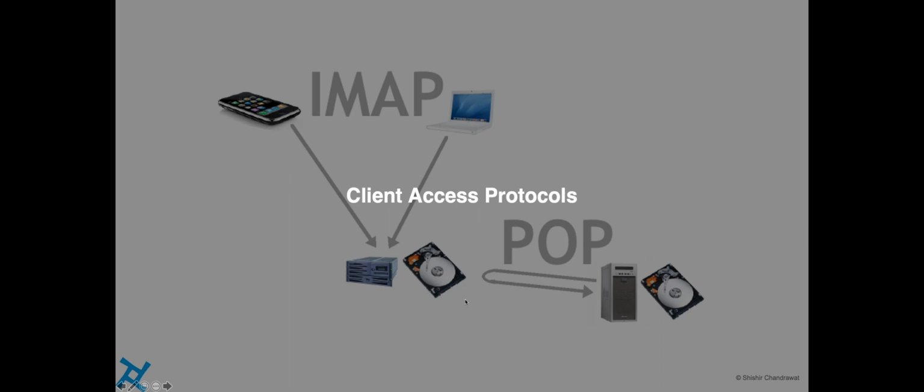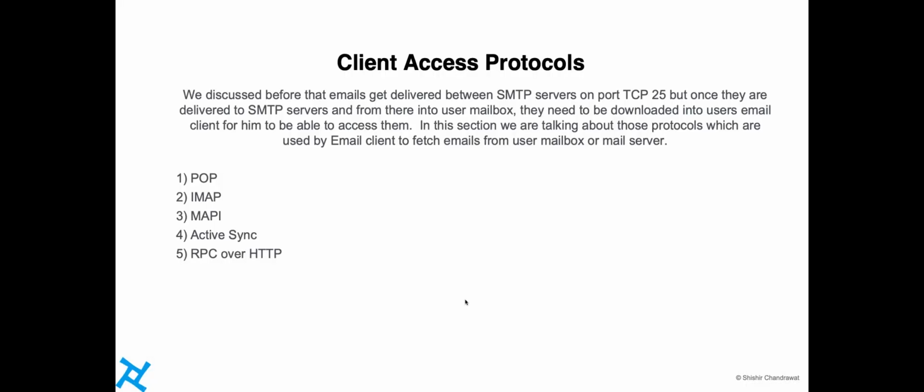So in this module, we are going to talk about the protocols which are used by the clients to download the email. Okay, so the protocols are POP. It's a very old protocol, post office protocol. Then we have got IMAP. It's a protocol which a lot of email organizations still use, and in fact, all non-Microsoft email organizations use IMAP, and IMAP is an excellent protocol.